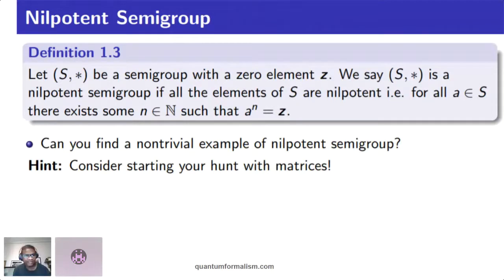Now here's another definition, that of a nilpotent semigroup. Given a semigroup with a zero element, we say that the semigroup is nilpotent if all the elements of S are nilpotent. In other words, if for any A in S, there exists some natural number n such that A to the power of n yields the zero element of the semigroup. Now, unlike other places where I gave you an example, I challenge you to find an example. I give you a hint: start by thinking about matrices, for instance.